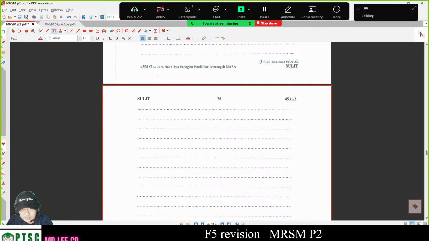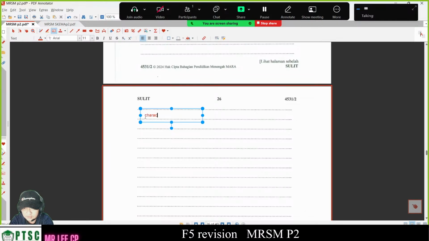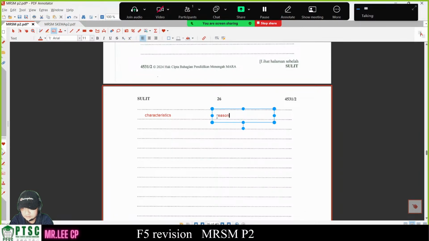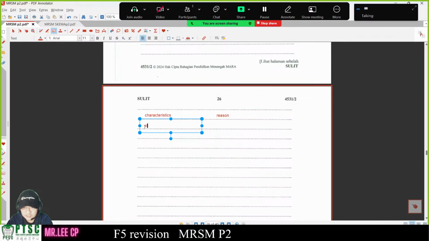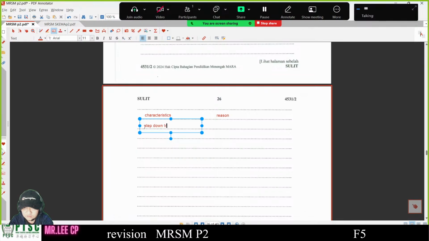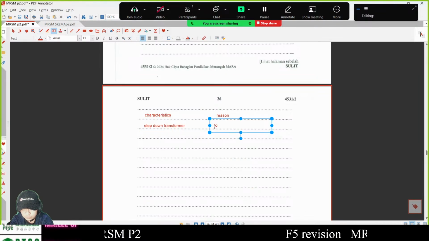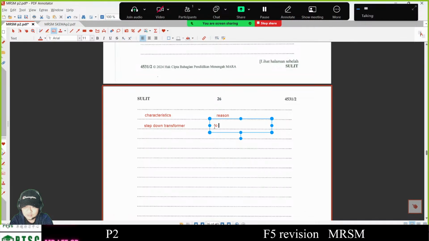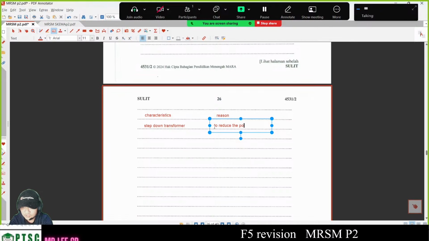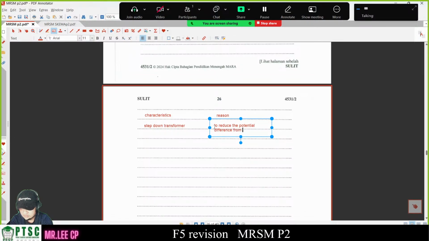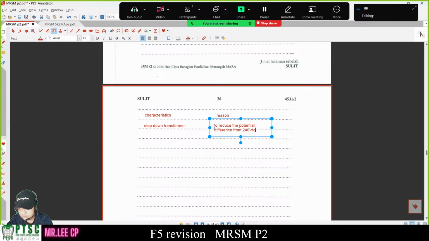So how to answer? All right, characteristic, reason. The first one, it is a step down transformer. So why a step down transformer? To reduce the potential difference from 240 volt to 9 volt.